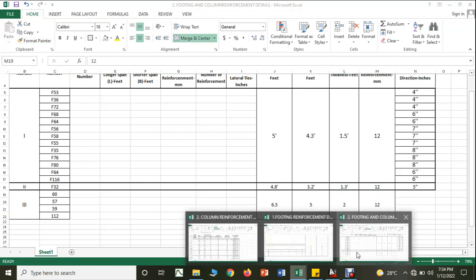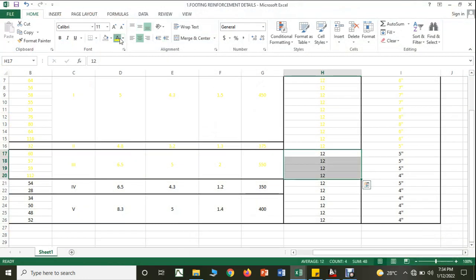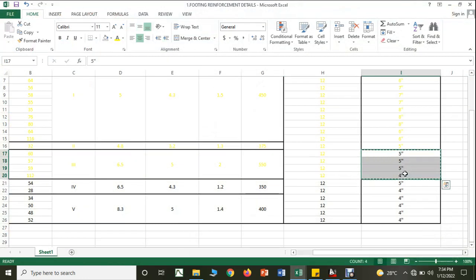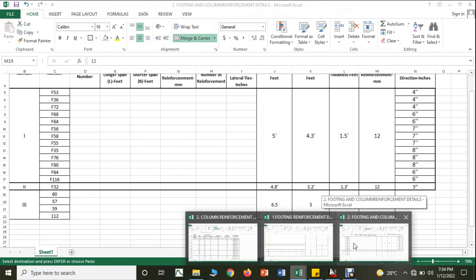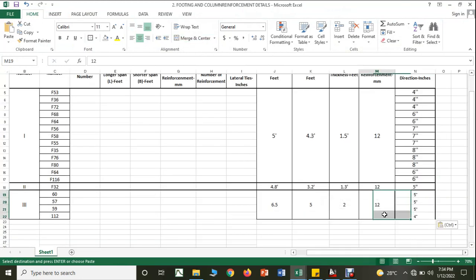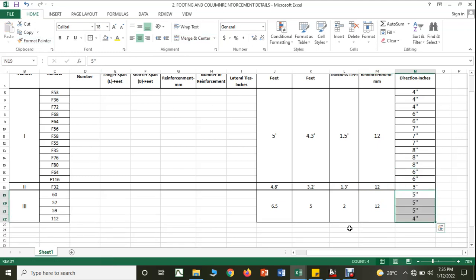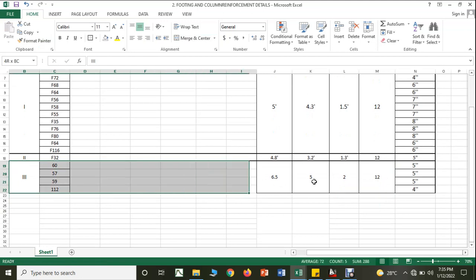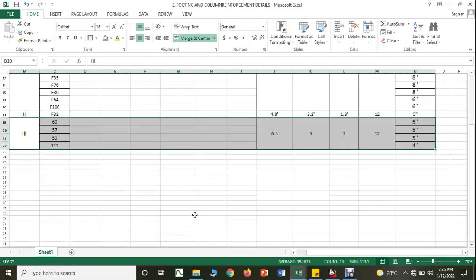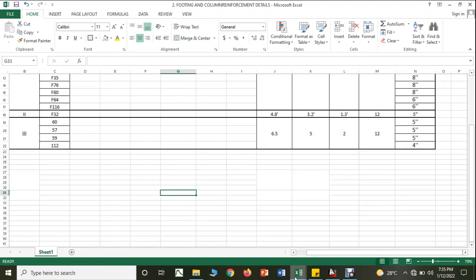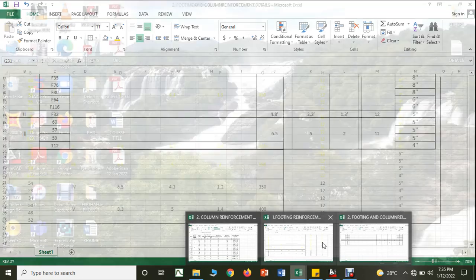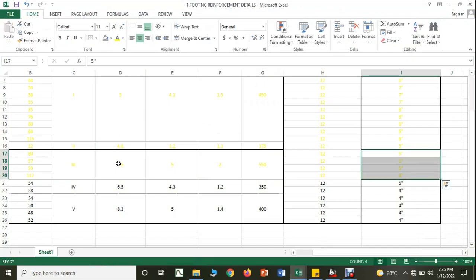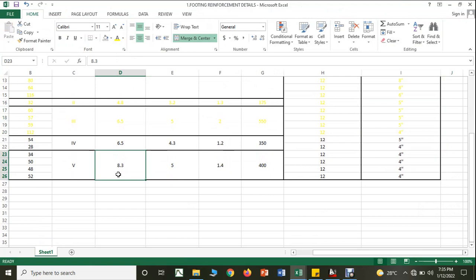And what about the reinforcement spacing? These are the corresponding reinforcement spacing. Okay, yes. So this is the third set, the grouping of footing. Then next you have two more sets, that is 54 and 28, the fourth group.